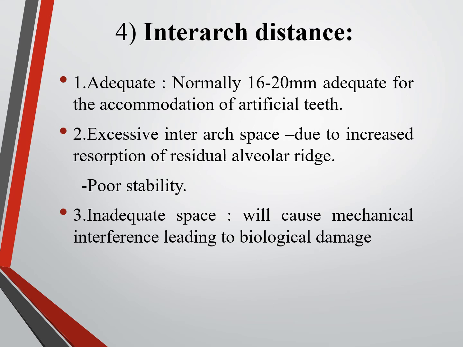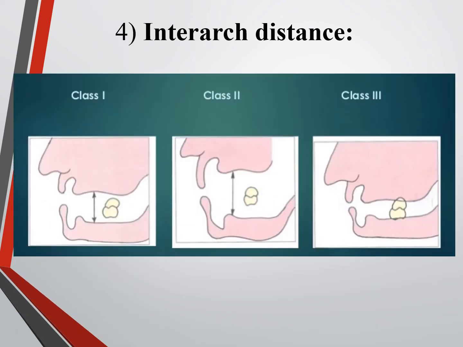Next, coming to inadequate space. When there is less space, it causes mechanical interference, leading to some biological changes in the patient's mouth itself. So this is how your class 1, class 2 and class 3 intraoral space look.